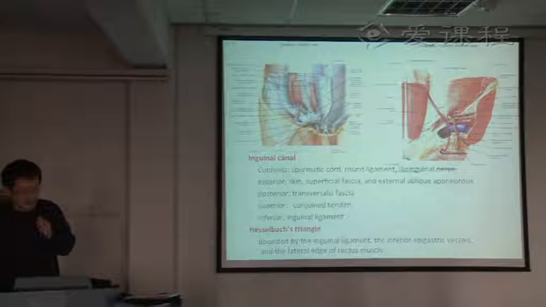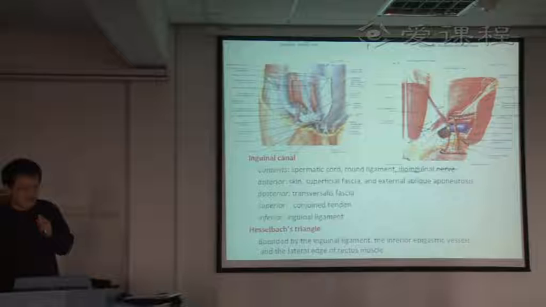This deep ring. And so it's lateral to the inferior epigastric vessels. So most of the abdominal hernias go out from this orifice. It's a defect in our abdominal wall. And part of hernias go out from this region.